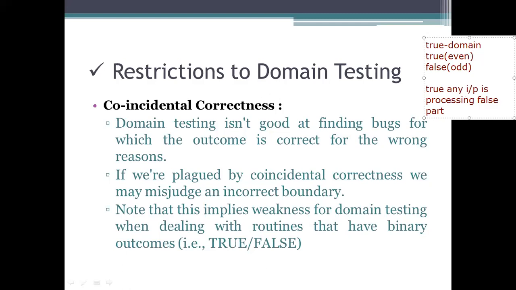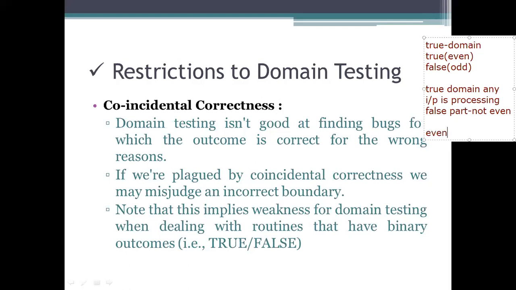Whenever I take any input from the true domain, it should be even. But if we take a true domain value and it provides the false part, that is, not even, or vice versa, that is, if you take the false domain and it provides an even value, then it can be specified as coincidental correctness.